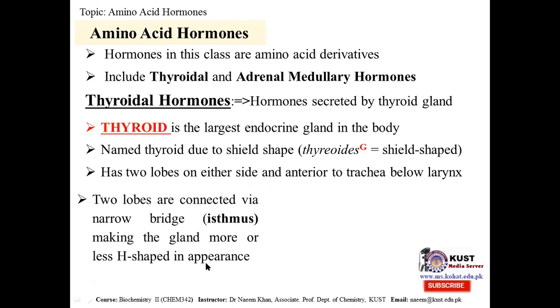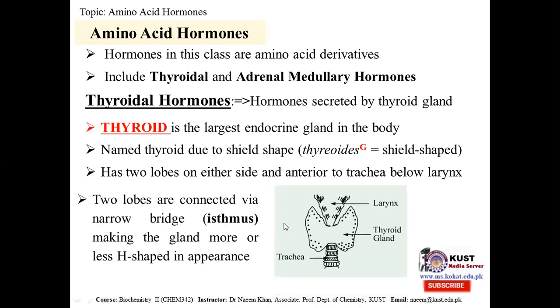The thyroid gland is shaped so that one lobe is on this side, another lobe is on this side, and the two lobes are linked by the isthmus. We can see the shape like this. This is the thyroid gland location, this is the trachea, this is the larynx. So it is on the anterior side, below the larynx, having two lobes. One lobe is this one, one lobe is this one, and the two lobes are linked by the isthmus. So in general, its shape is just like an H. So the thyroid gland is in the form of an H shape, and in general we can see it is like a shield. That's why it was named shield shape, or thyroides from Greek.